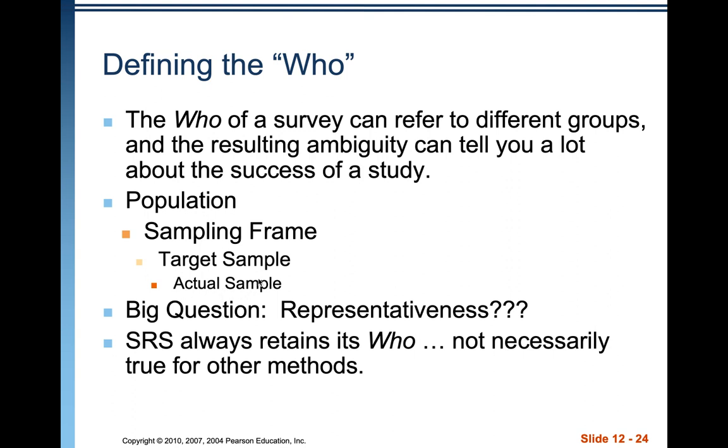So the big question is, does this actual sample, once we get down here, retain the who of the population? Simple random sample is going to retain it. The others may or may not. As long as you're using randomness, you have a pretty good, reasonable expectation that representativeness is attained. But SRS is the one that we really rely on.